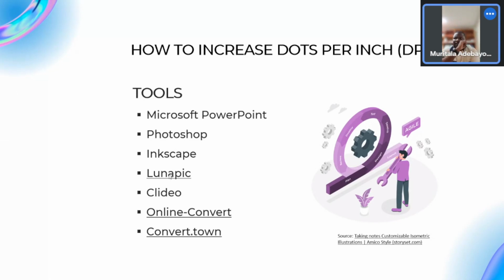The next is Clido. I just came across this a few hours ago. This is an online DPI tool that you can use to increase the DPI. I think the drawback on this tool is that you can only export in, I think, TIFF. I'm going to demonstrate the way to use this one also.